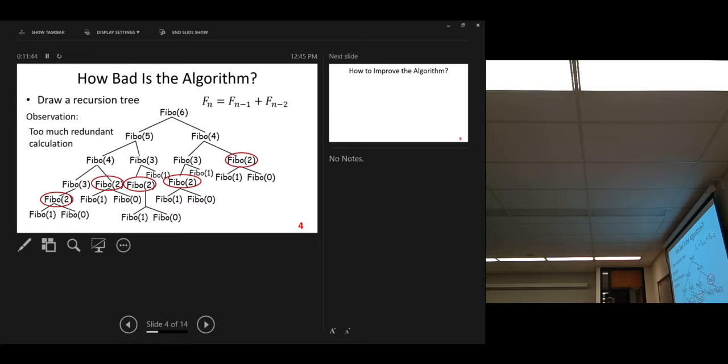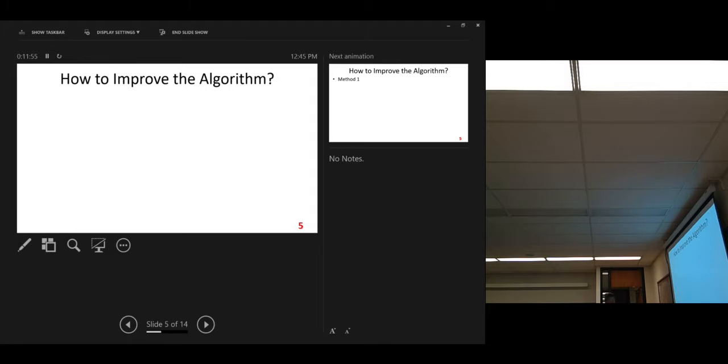You can see, remove the redundancy, right? The question is, how do you remove the redundancy? Yeah, save the values, right? That means you use more space, because when you save, you need to use storage space. We need to pay on the storage space, and our gain is computation time. We reduce the computation time.